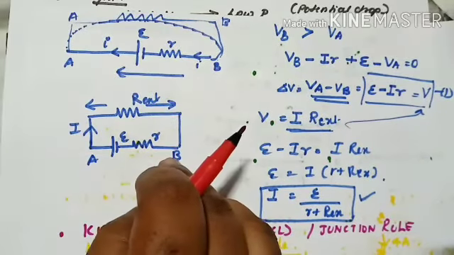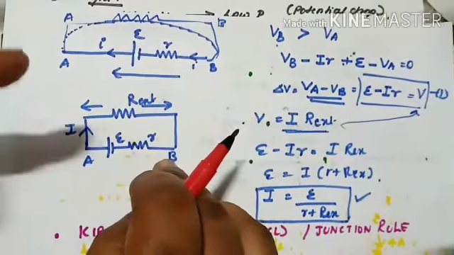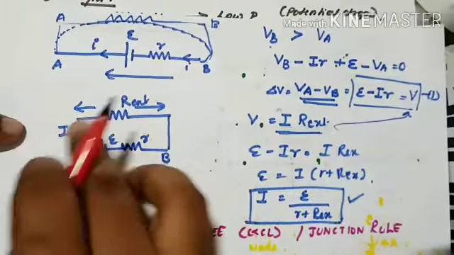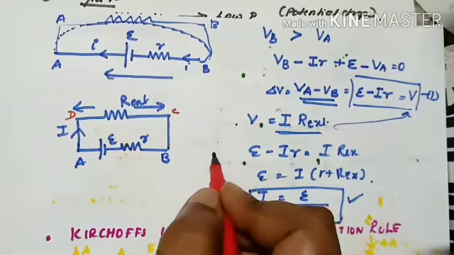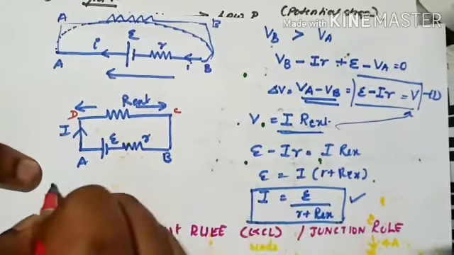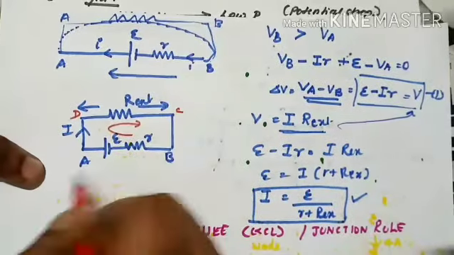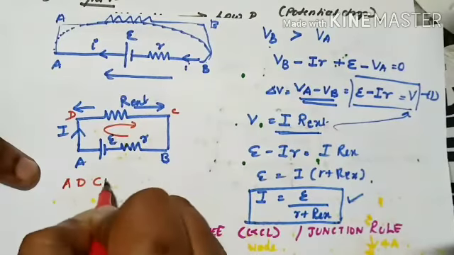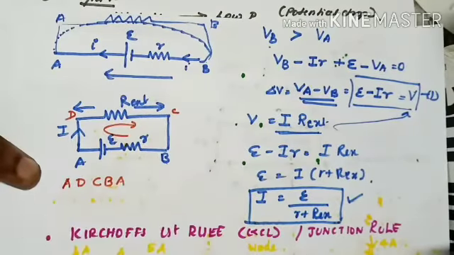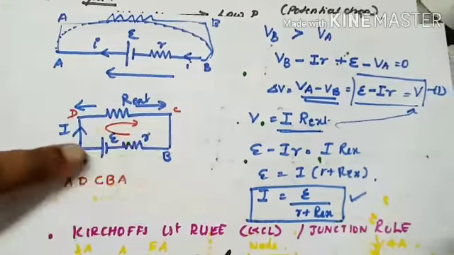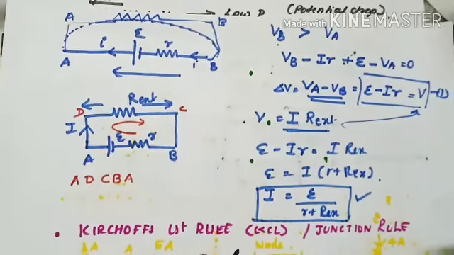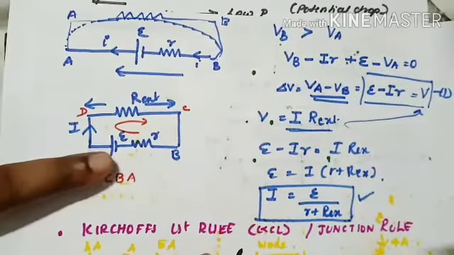Well and good, right? Now after marking the current, we have to select a loop. There is only one loop, so obviously I start the loop. So let's make this one A B C D. So I'm going to consider the loop like this. A D C B A, that is my loop. I'm going to consider that loop, A D C B A. So that is my loop. This much clear? Now let's move on with the cell.